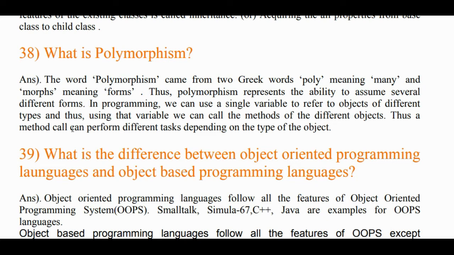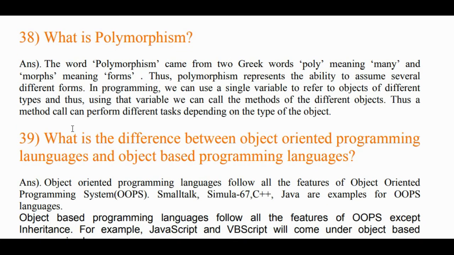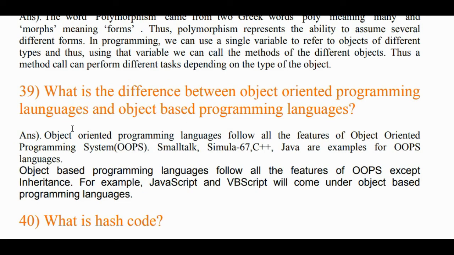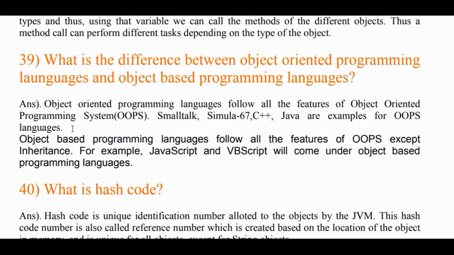What is the difference between object-oriented programming languages and object-based programming languages? Object-oriented programming languages follow all the features of object-oriented programming systems, OOPS. Smalltalk, Simula 67, C++, Java are examples for OOPS languages. Object-based programming languages follow all the features of OOPS except inheritance. For example, JavaScript and VBScript will come under object-based programming languages.